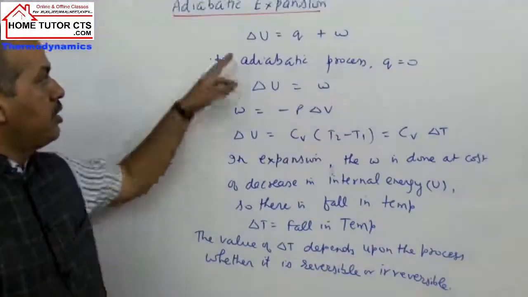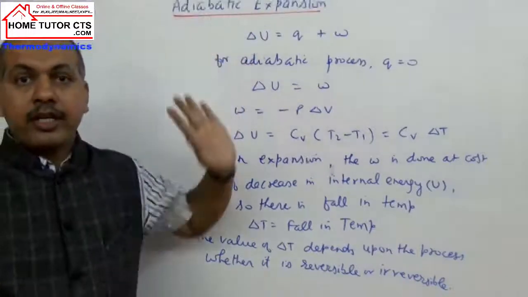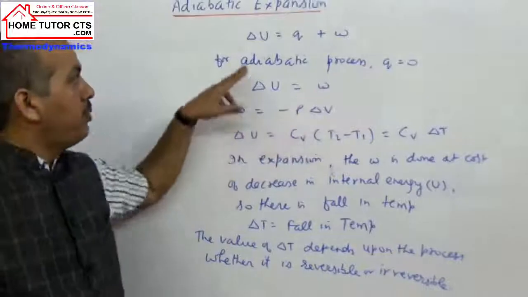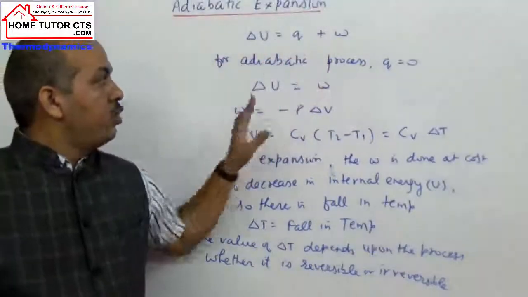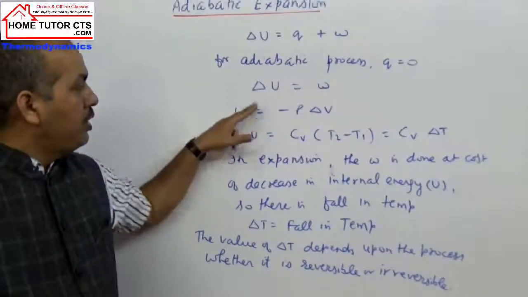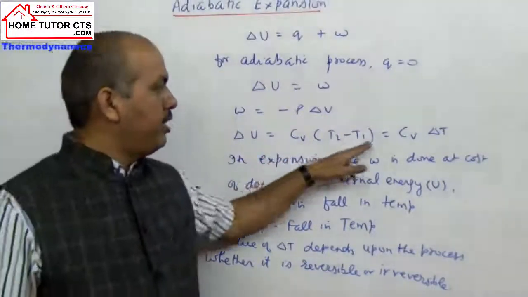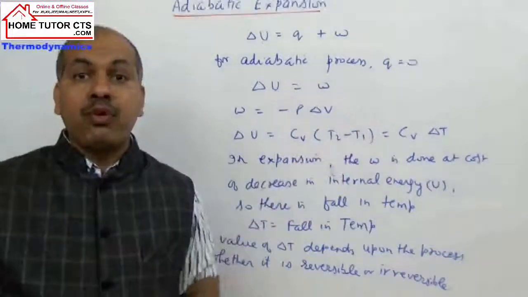So you can take that for adiabatic process or expansion, Q will be 0. So what happens in such case? Delta U is equal to work. What is delta U? We can have delta U = Cv delta T for 1 mole of the gas. Delta T can be taken as fall in temperature.